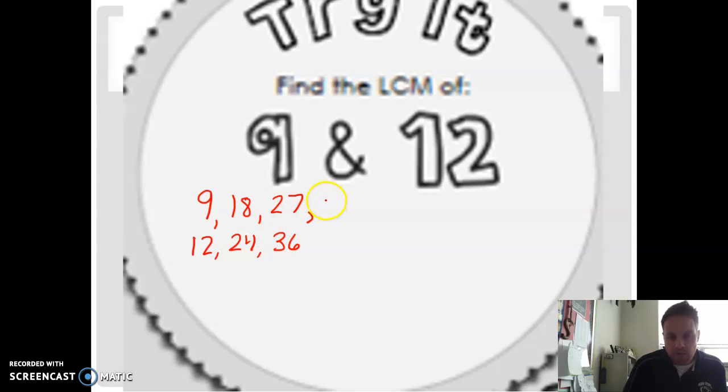9 times, what am I doing here? Oh, 9 times 4 is 36. Oh, stop. Here's a multiple that they share. It's the lowest multiple that they share. So our LCM of 9 and 12, ignore that, sorry, is 36.